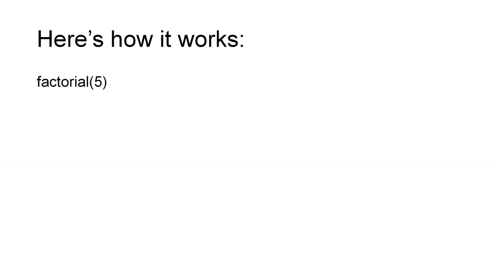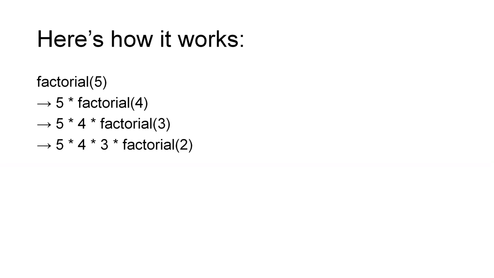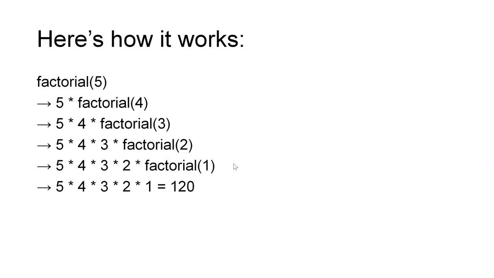Let us see how it works. If I am giving factorial of 5, the first step, it will take n into factorial of n minus 1. So 5 star factorial of 4, and we repeat the function. So 5 star 4 star factorial of 3, 5 4 3 into factorial of 2, and 5 4 3 2 into factorial of 1. Here, since n equal to 1, it will return 1. So 5 4 3 2 1, so that it will return the answer as 120.